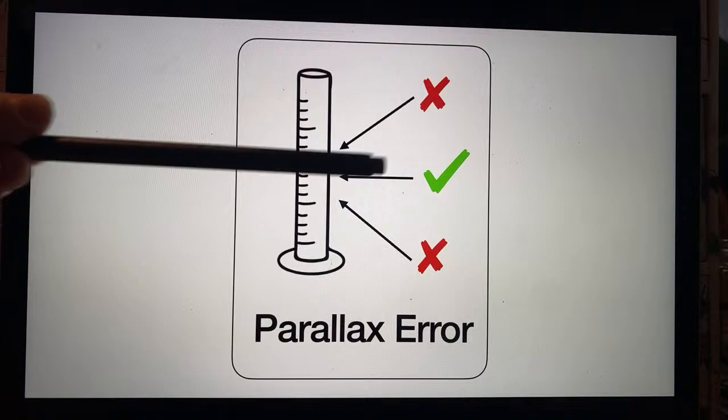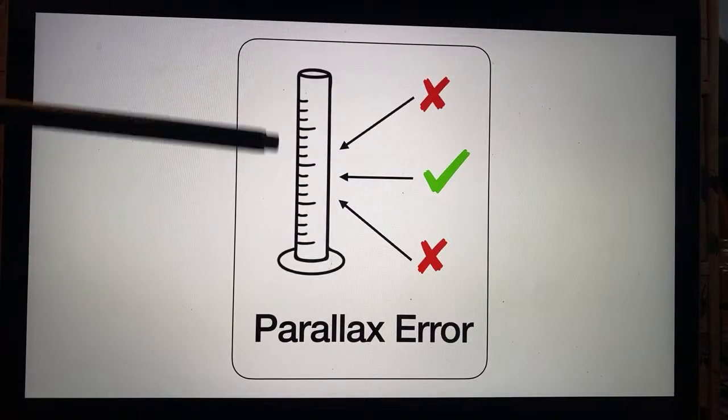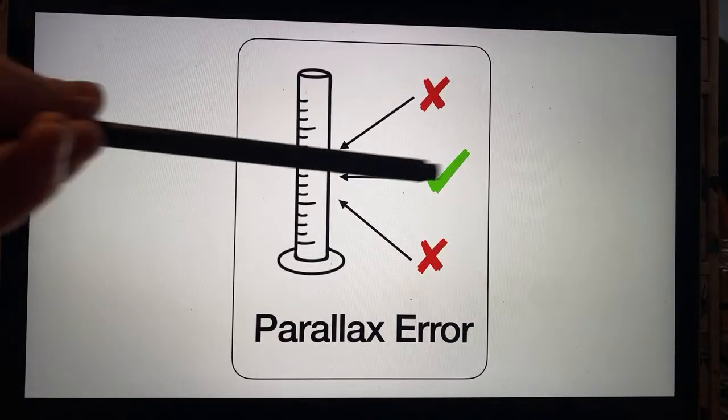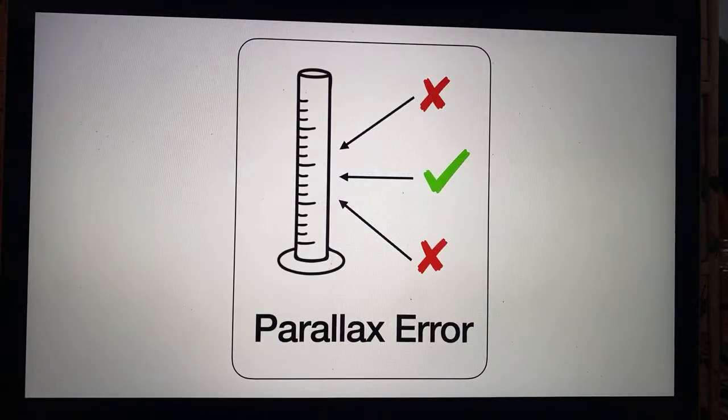So to avoid parallax error and get the right reading, you've got to make sure you look at it from straight ahead, or it won't work. And parallax is incredibly useful for astronomers.